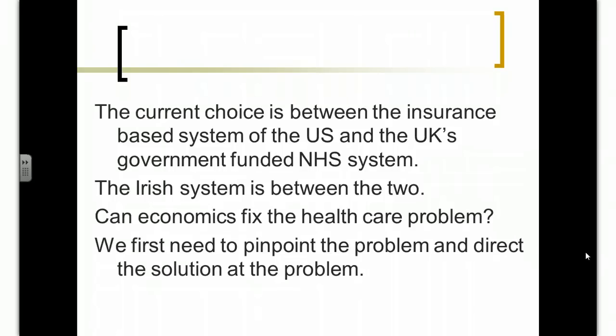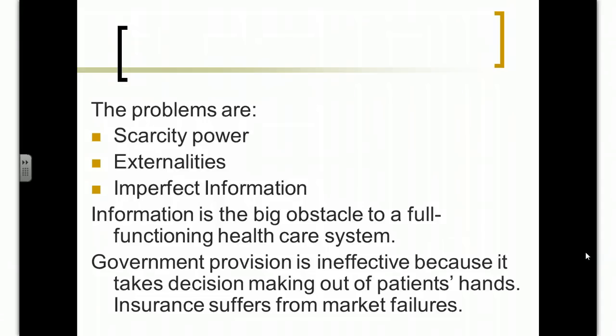But it's not just a case of resources being wasted. So we first need to pinpoint the problem and then direct the solution at the problem. So the scarcity problems in the health system are fairly easy to pinpoint. The overall problems: the first is scarcity. There's just not enough to go around. The second is that there are some externalities, particularly positive externalities, where other people benefit from your consumption of healthcare. So other people benefit from you getting a vaccination, not carrying a particular infection.